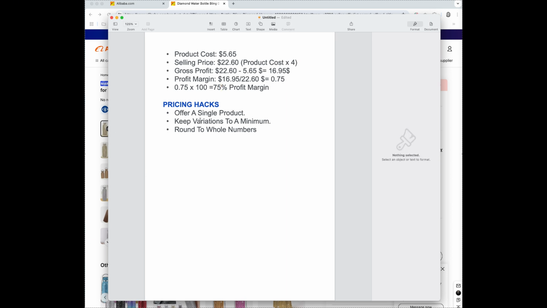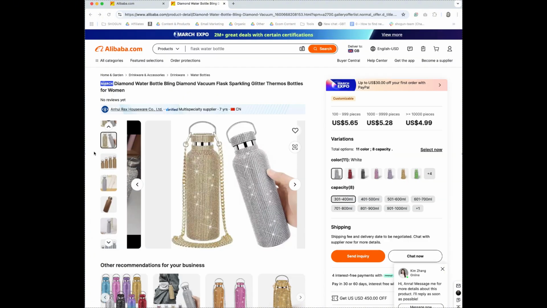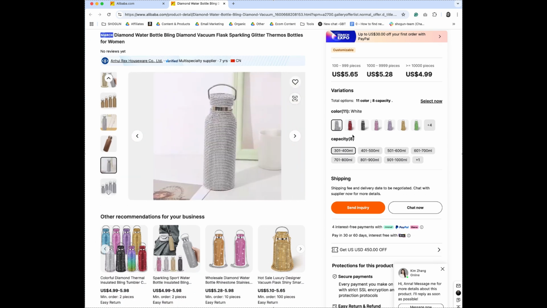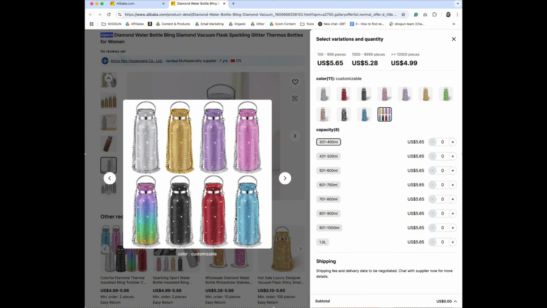As a pricing hack, I would always say you need to try and offer a single product. The reason being, you can buy more and you can sell more. Also, keep your variations to a minimum, like the colors. As you can see in this example, we have so many different options. For your customer, it's actually quite difficult to choose what they want, and you need to keep more stock inventory, so as a startup, go for 2, 3 max.